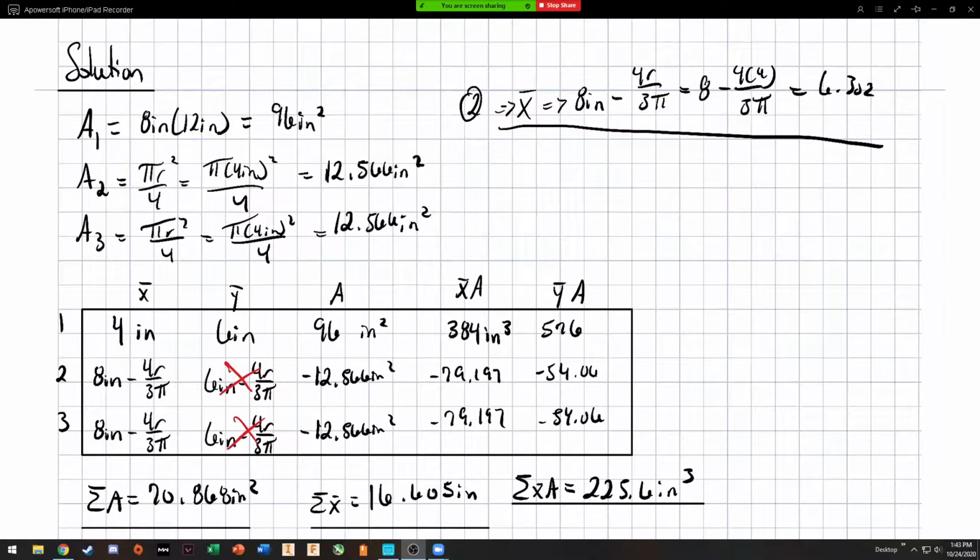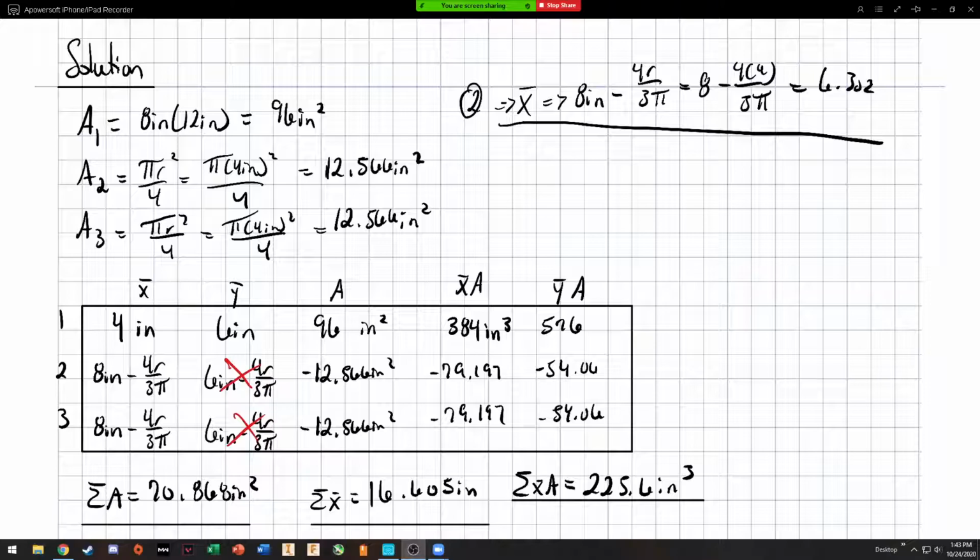So after getting the table set up, you go ahead and find the sum of your areas. I just found the total sum of the areas, which is right here. I went ahead and found the total sum of my x bars, which is here, 16.605. And then I did some of the math to make it easier for me. I did the sum of the x bars times a, so that means all of this right here, which is 225.6 cubic inches.